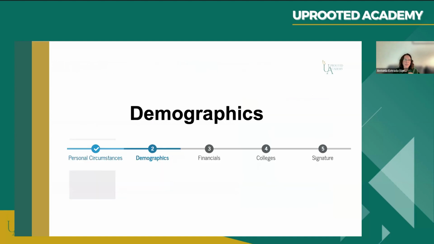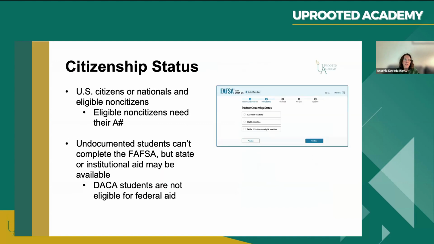The next section in the student section is demographics. Again, we're not going to review all the questions, just the ones that require a little more explanation. This question is very important. The student is asked about their citizenship status. If you're a U.S. citizen or eligible non-citizen, you are eligible for federal financial aid.